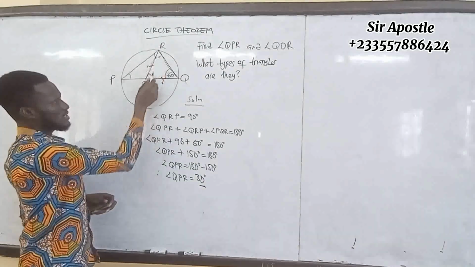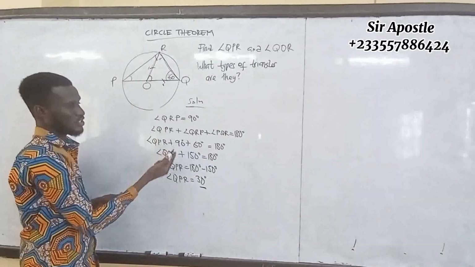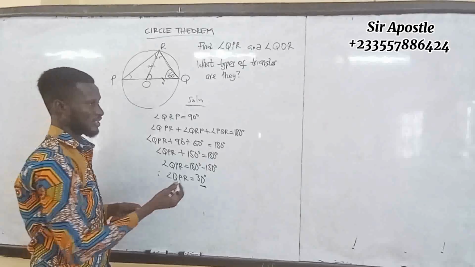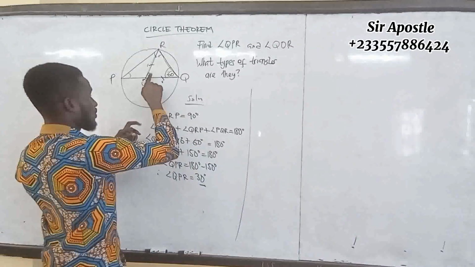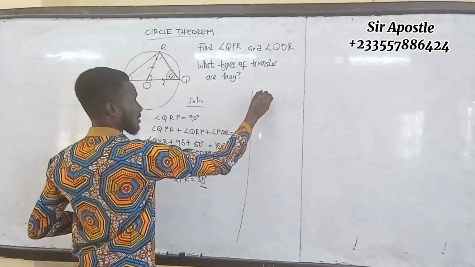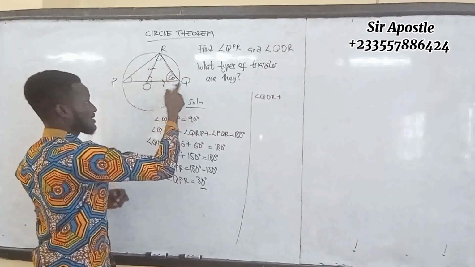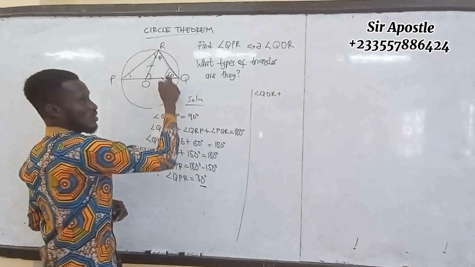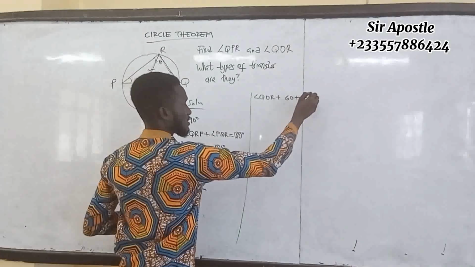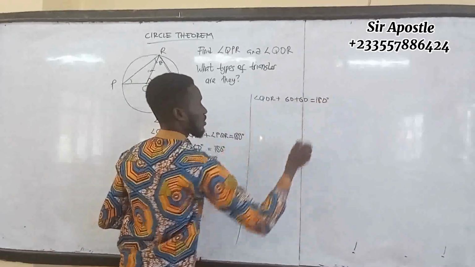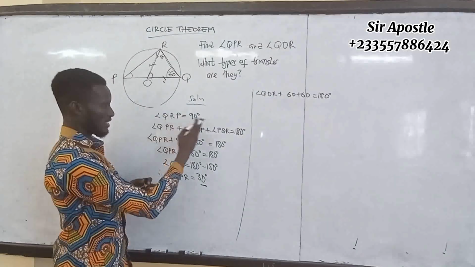Then 60 plus 60 plus here is supposed to give us 180 degrees. So we can say the angle is supposed to be 60. This one is very simple to calculate. So let's see. We have this one, which is angle QOR, plus this side, let me write it 60. So this side is also 60 because it's an isosceles triangle. So plus 60 plus another 60 should give us 180 degrees. You can present the answer nicely like this.